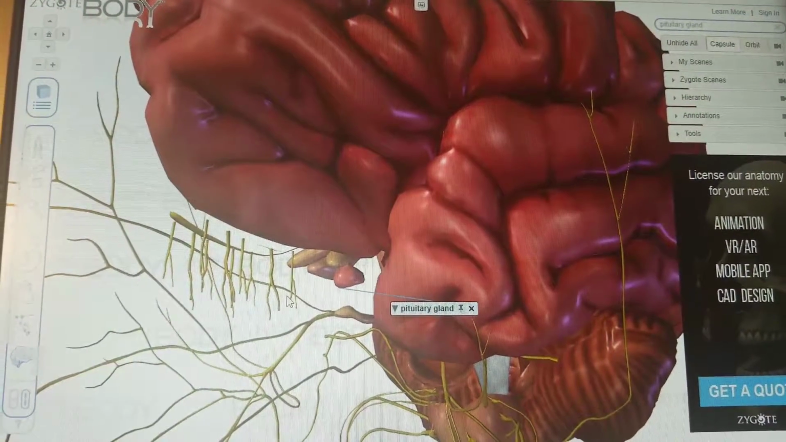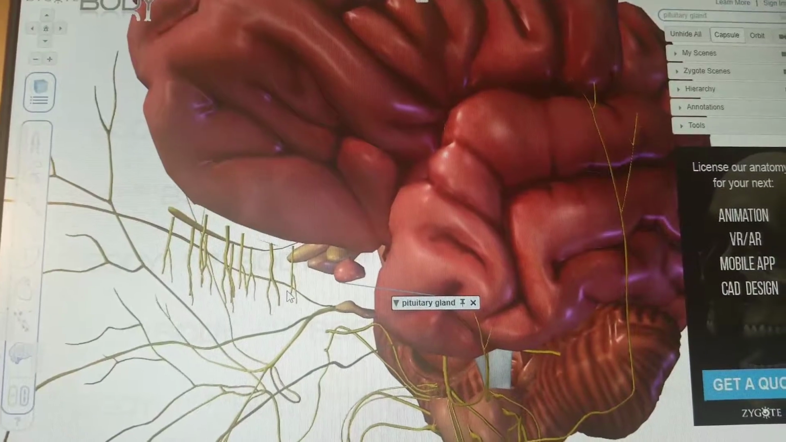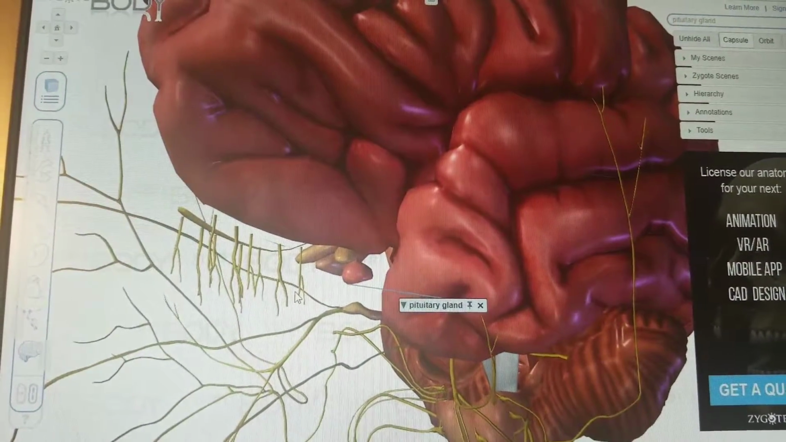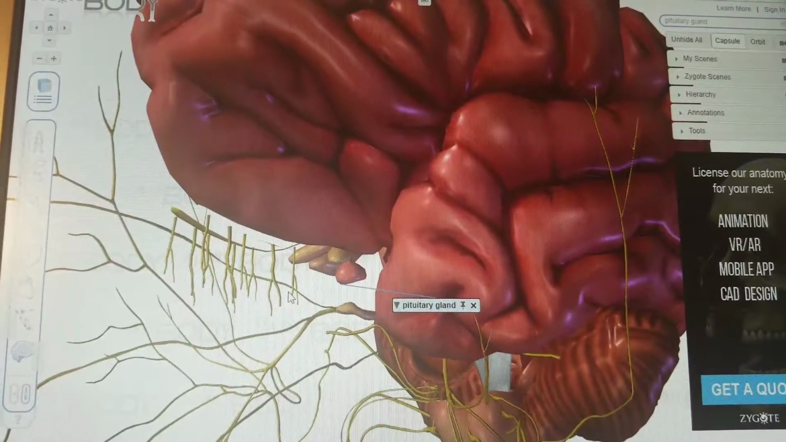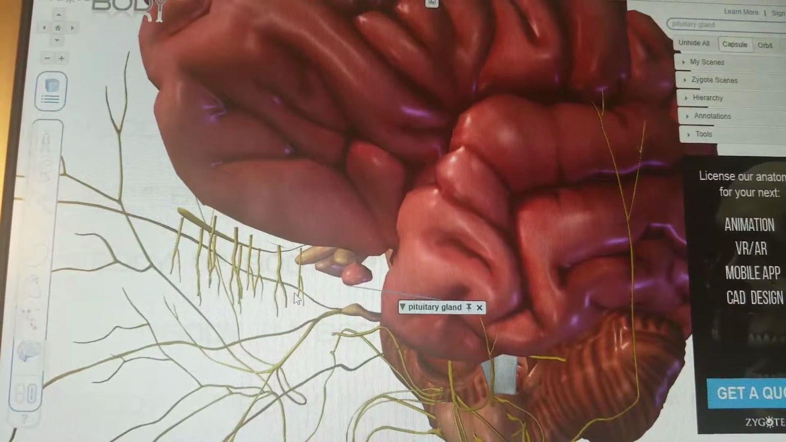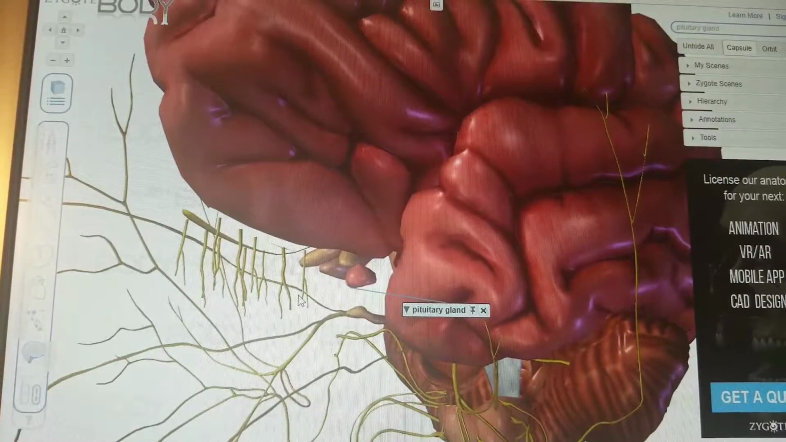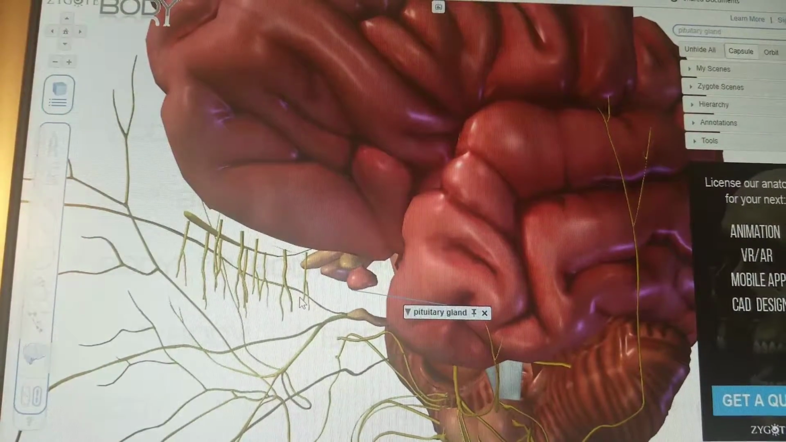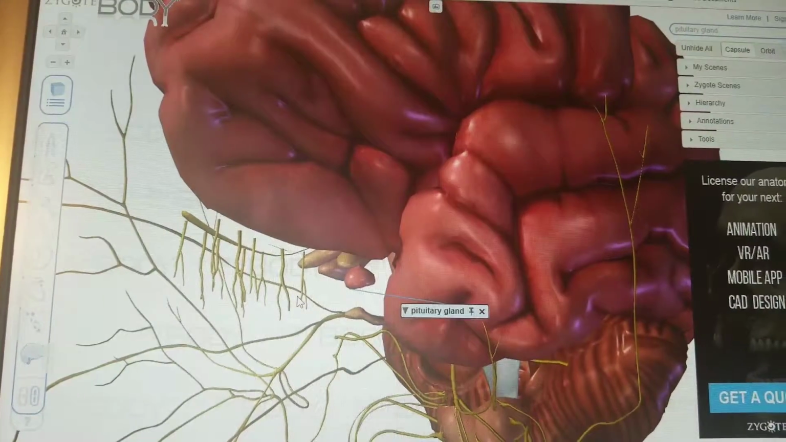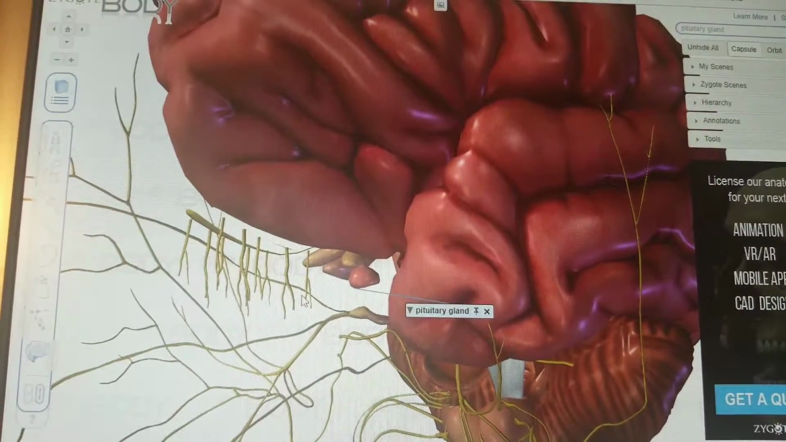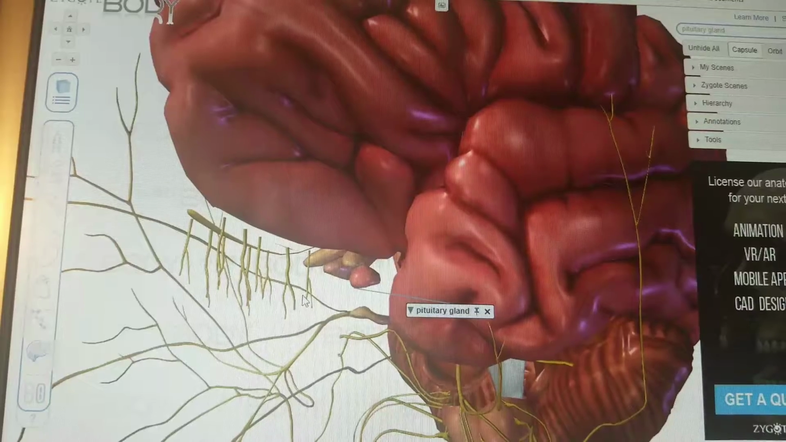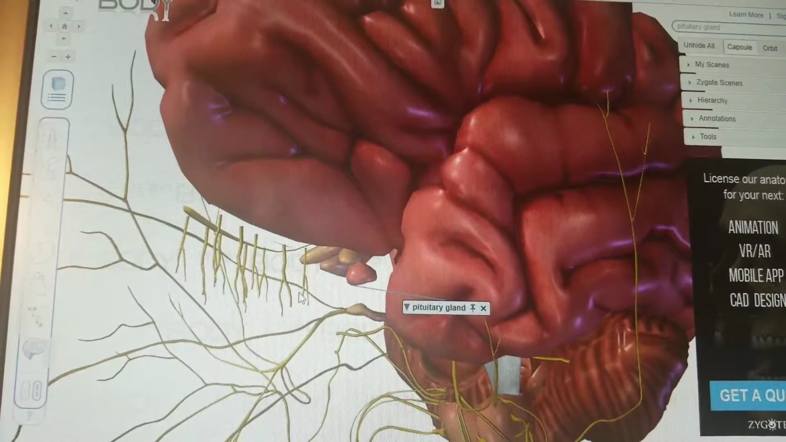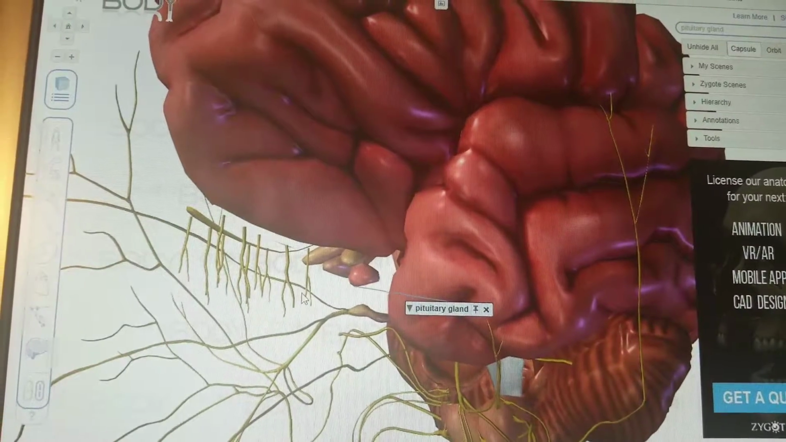The adrenocorticotropic hormone stimulates the adrenal cortex to secrete glucocorticoids. Corticotrophs are what produce adrenocorticotropic hormone. The follicle-stimulating hormone stimulates growth of ovarian follicles in females and is responsible for the production of sperm in males. It increases the level of testosterone in males and estrogen in females.